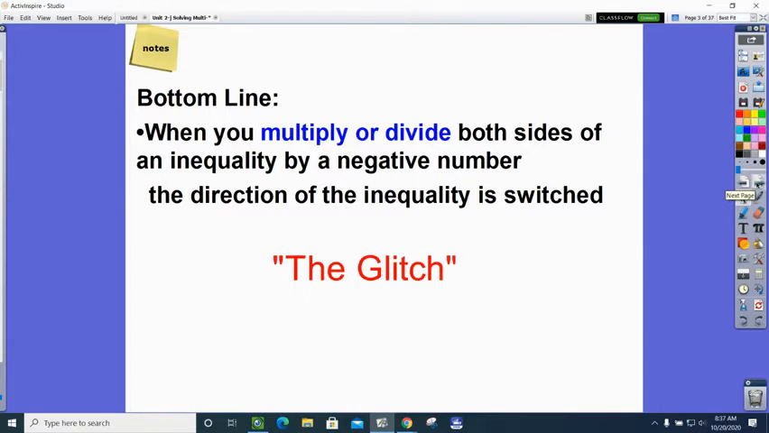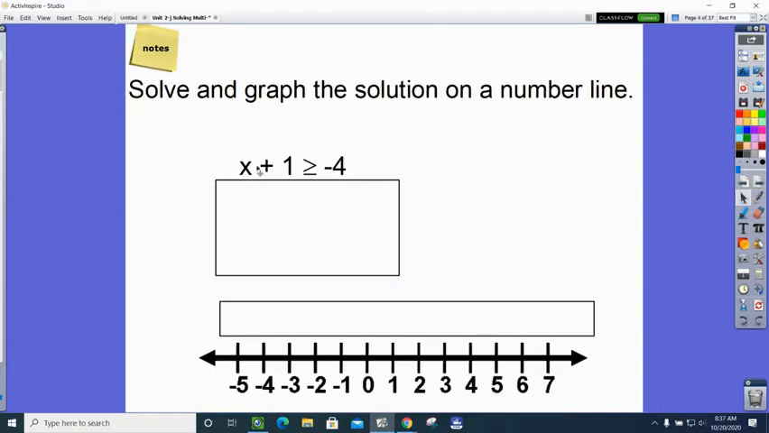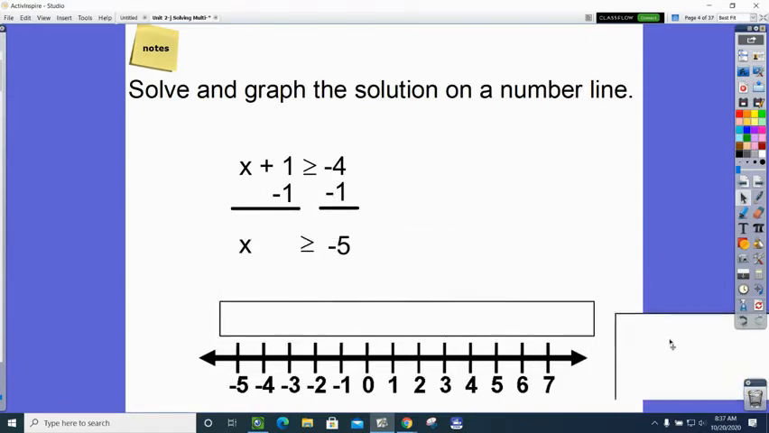It's easy to forget. So here's a simple inequality. It's actually a one-step inequality. So I'm going to treat it just like it was an equation unless I encounter that glitch idea. So the first thing I need to do here is what? I just have to subtract negative 1 from both sides. Does that make the inequality switch? Nope, because I'm subtracting. So I get x is greater than or equal to negative 5.